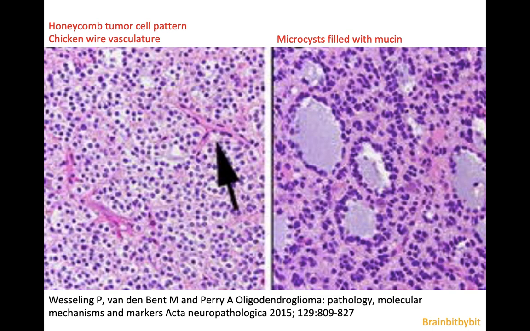Oligodendrogliomas have a honeycomb pattern of tumor cells and in between them branching vessels with a chicken wire pattern, and this intensive vasculature explains the enhancement and increased perfusion. They also can have hemorrhage, calcifications, or microcysts filled with mucin.